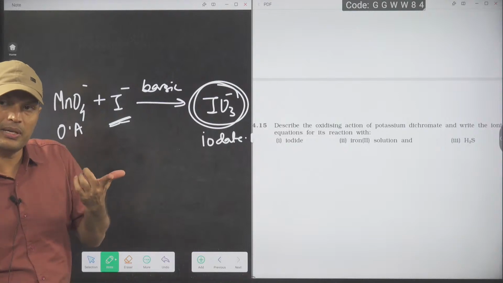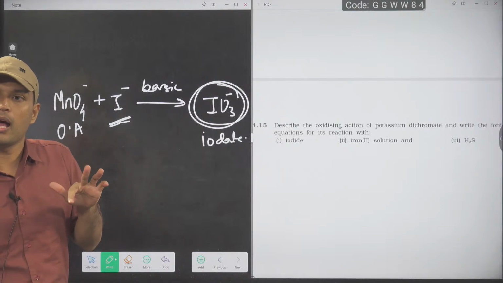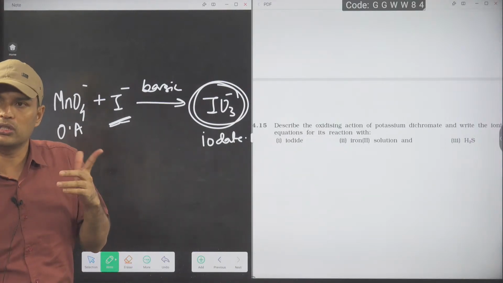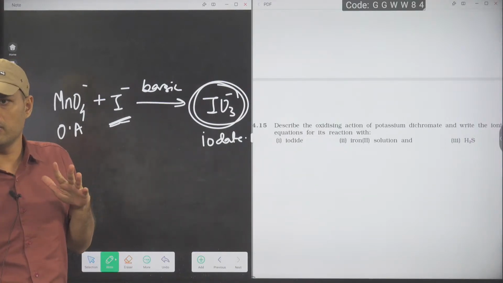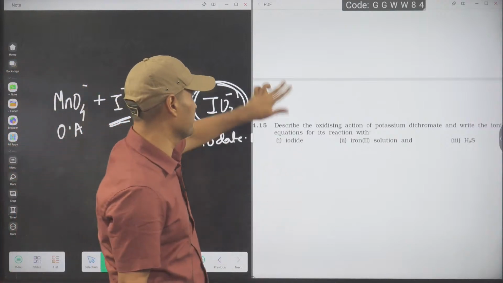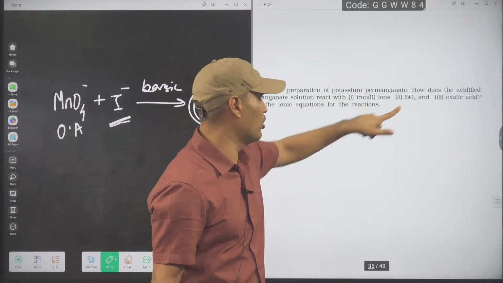I- in acidic medium gives I2. In basic medium or neutral medium, it gives iodate, IO3-. Clear with this? Okay. Now again they will ask you the same thing for permanganate also. So I have already told you.